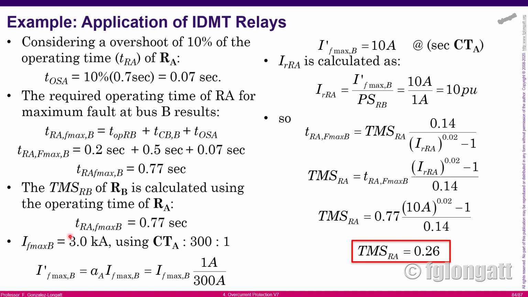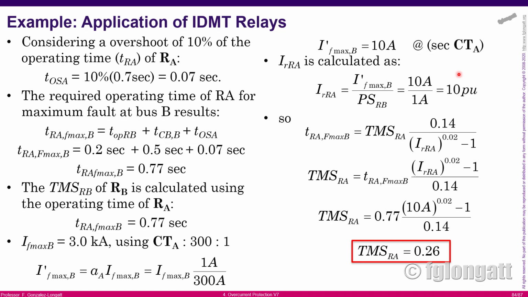As a consequence, when there is a fault on B, and that fault is 3000 amps, at the secondary of this current transformer, the current should be 10 amps. That means 10 amps at the secondary of the current transformer A, okay? Now, that current is converted into per unit because a few slides ago we defined the pickup current as 1 amp, and as a consequence, we know now that the current should be 10 per unit, okay?